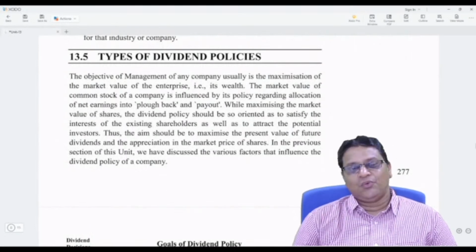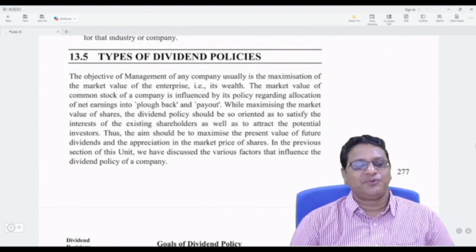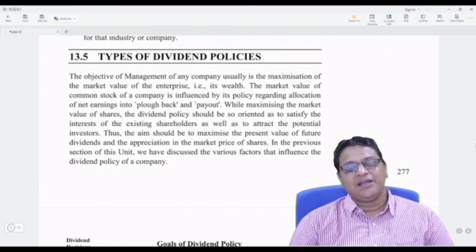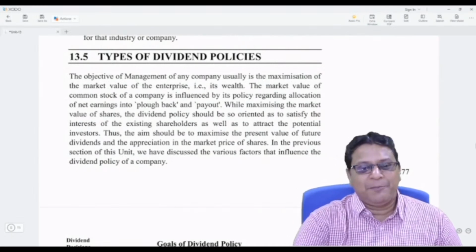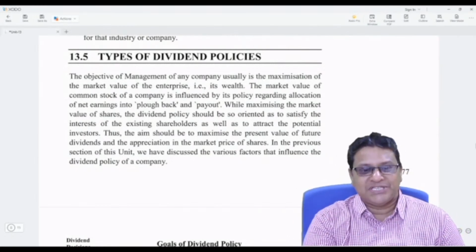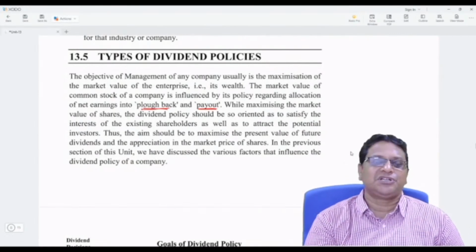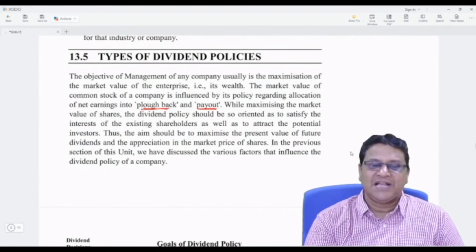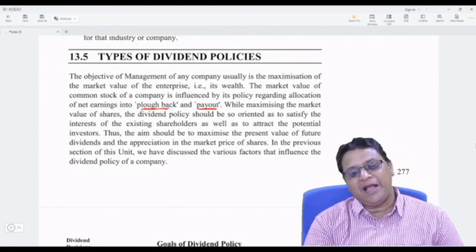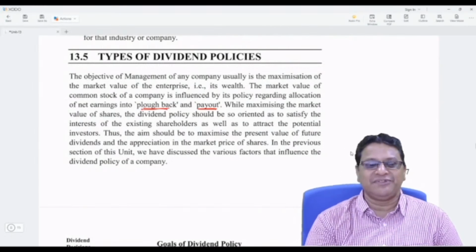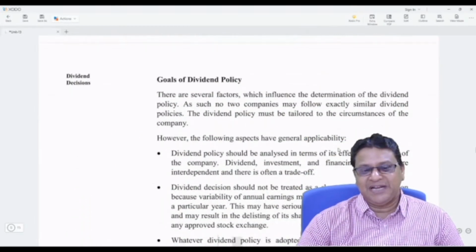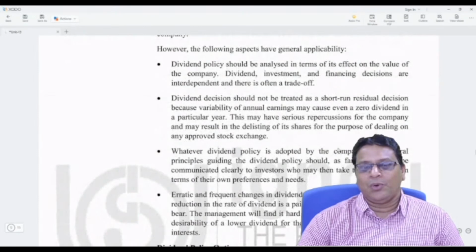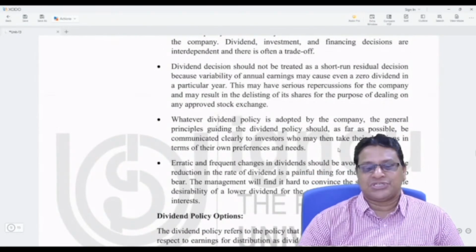Next, we will discuss the different types of dividend policies usually followed by companies. Generally, we have discussed that dividend policy is a decision regarding plowback and payout. What percentage of profit is to be plowed back in the business and what percentage of profit is to be paid out to its shareholders. This is the dividend decision. And while deciding these dividend decisions, generally the following aspects are to be considered.